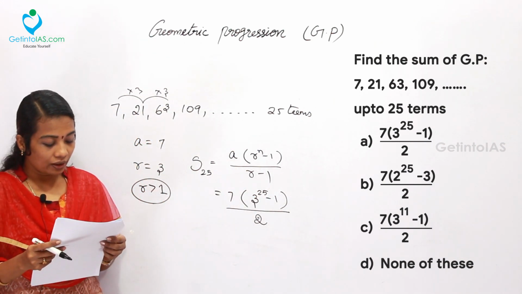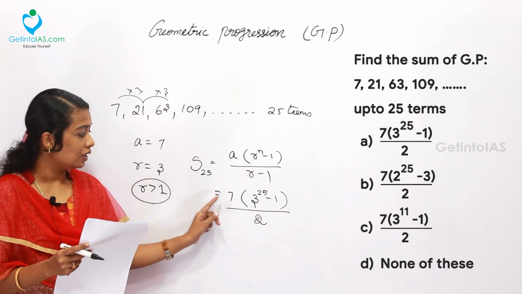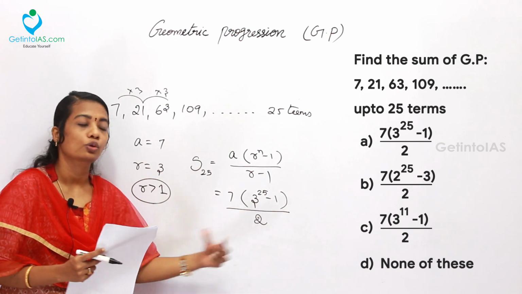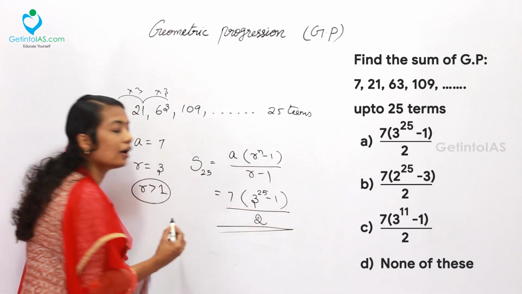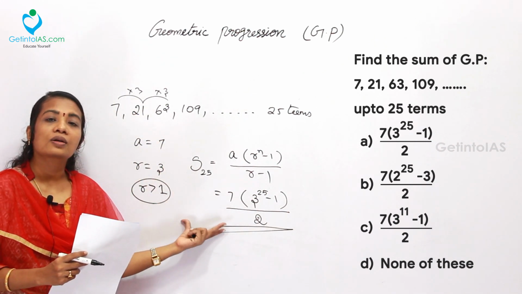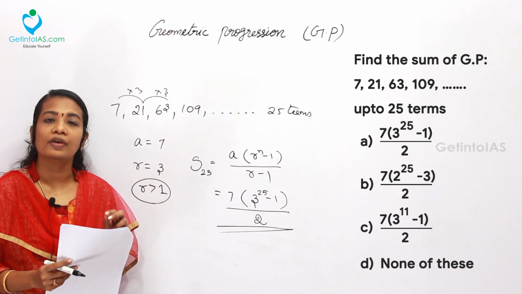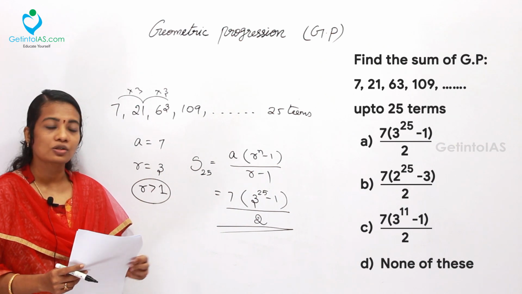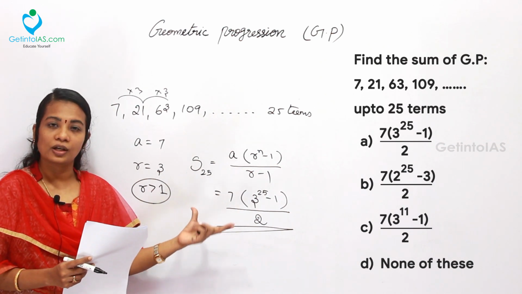That's all. Now looking at the options, option A is having 7 into 3 power 25 minus 1, the whole divided by 2. So this is the final answer. Simply these are all concept based questions. Once you are well versed in these concepts, it will not take you much time to solve these questions. Easily you can crack these questions and get marks.